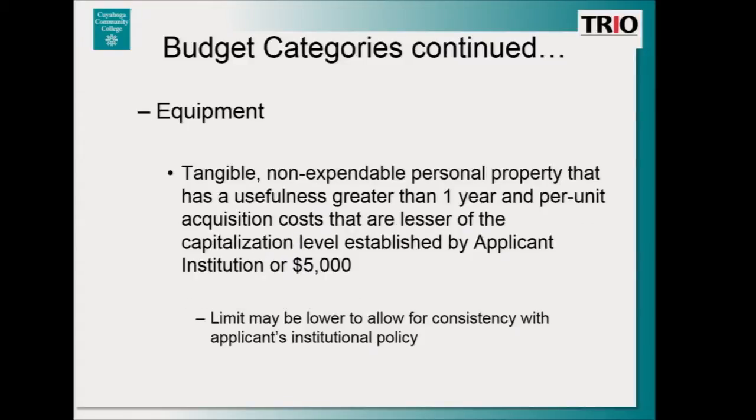Our next category of direct costs is equipment. This will be based on a couple of different factors. One should be your institution's capitalization threshold, which should be defined in your policies and procedures. Your equipment will be classified based on the lesser of your institution's threshold or the $5,000 threshold found in the uniform guidance. It could be lower than $5,000 to be treated consistently in your institution, but if your institution's threshold is higher than $5,000, we would use the $5,000 amount.